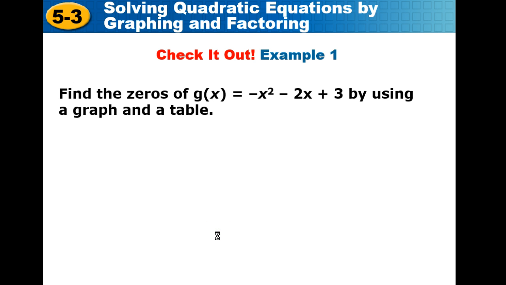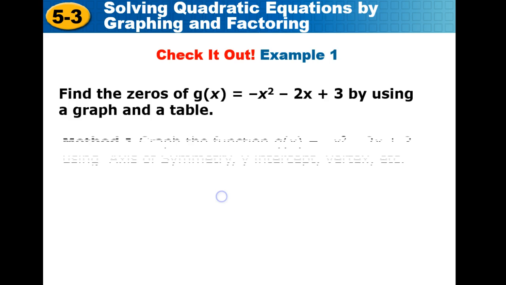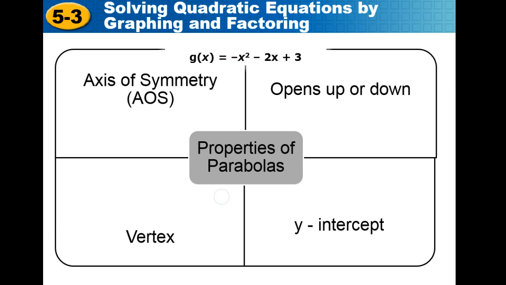Let's find the zeros of this function by using a graph and table. And let's do the similar what we did in section 2. So let's go ahead and walk through the steps. I'm going to put up here our graphic organizer that we filled out, and we're going to fill it in for our function. Remember, we're factoring or graphing to find the zeros. In this example, we're going to practice the graphing side. So we're going to take all of this information. We're going to start over here.